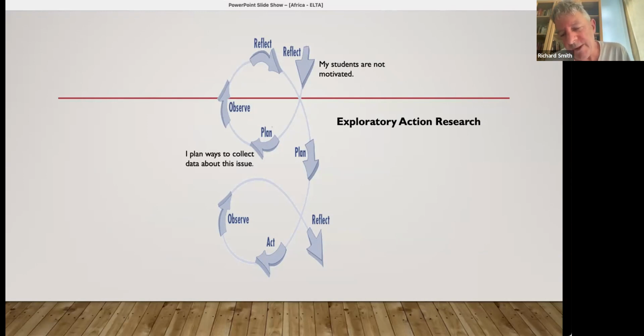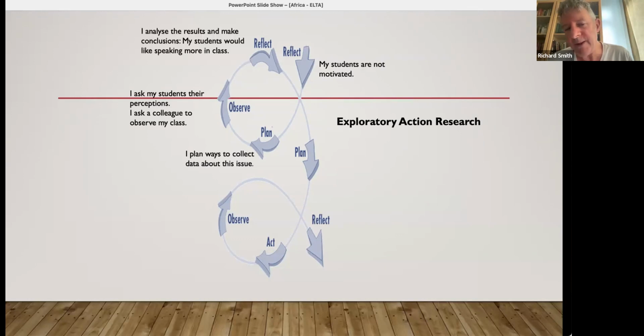But remember, last week we talked about how sometimes our assumptions about the classroom are not always correct. We need to just check that our perception is the same as what students think, or that the reality is really as we think it is. So this teacher asked the students their perceptions about the class, and asked a colleague to observe the class, just to find out whether they are motivated or not, and what they say would motivate them.